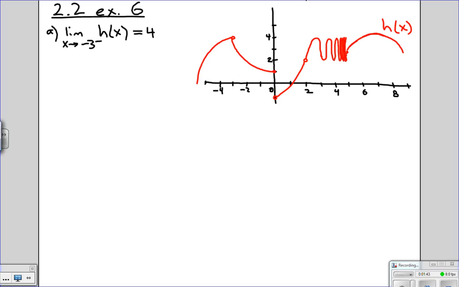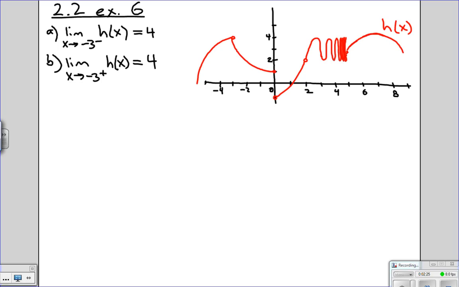Now, part B is the same question, except we want to look at it from the right. So part B says the limit as x goes to -3 from the right. Now let's do the same thing. We want to go this time from the other direction. Going up this curve, as we approach -3, the y value looks like it's still going to 4. That makes sense because really this function is almost continuous except for this one little point that was removed. So the limit from the right is also 4.